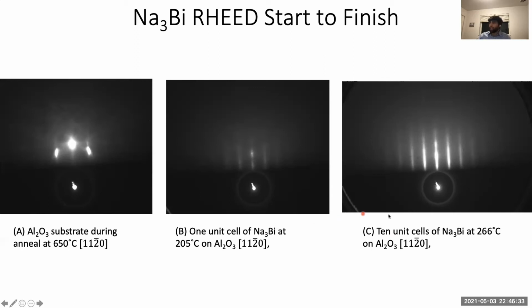And then moving on to image C, this is 10 unit cells of sodium bismuth at 266 degrees Celsius. And just comparing image B with image C, the 1 unit cell with the 10 unit cells, you can see that the diffraction peaks in the 10 unit cells are much brighter and a little bit more uniform. And this is due to additional constructive interference from the sequential planes of atoms that we have grown.